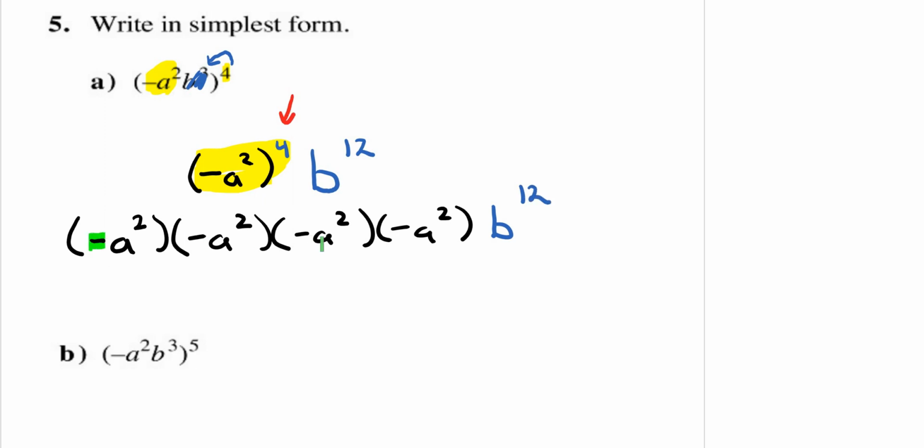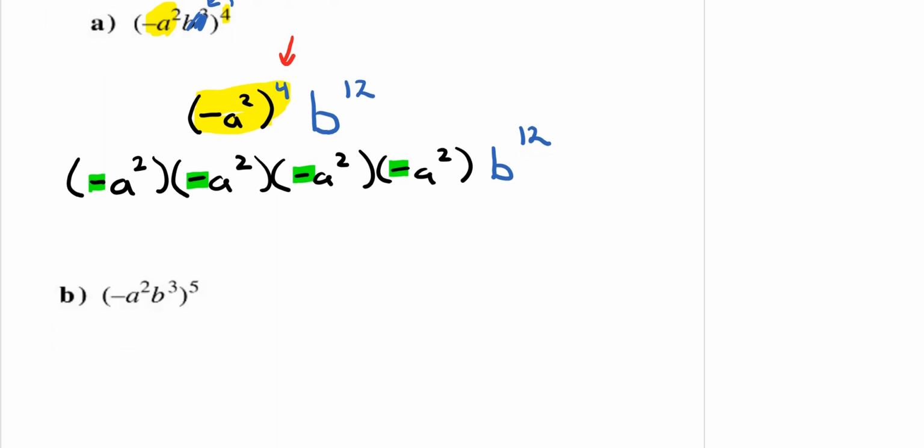So notice that there are an even number of negative signs, right? There's 4 negative signs. So what that really means is the final answer will be positive. And then you have a squared times a squared times a squared times a squared, which is a to the power of 4. And then the b to the 12 remains.